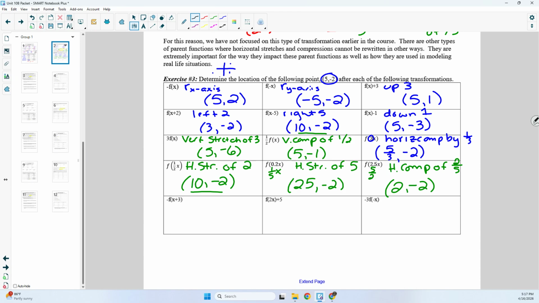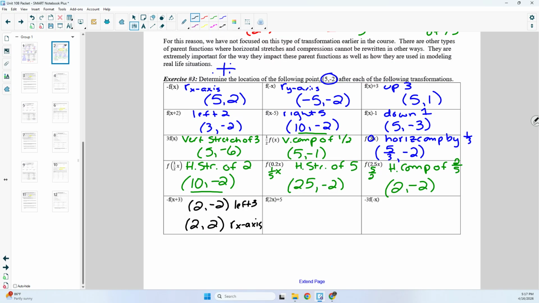So if I go left 3, I'm going to write my starting point. Left 3 would be 2, -2. And then reflecting in the x-axis makes the y negative. So I'm going to get 2, +2. My next one, so this we'll just label these. This one is left 3, and this was a reflection in the x-axis.